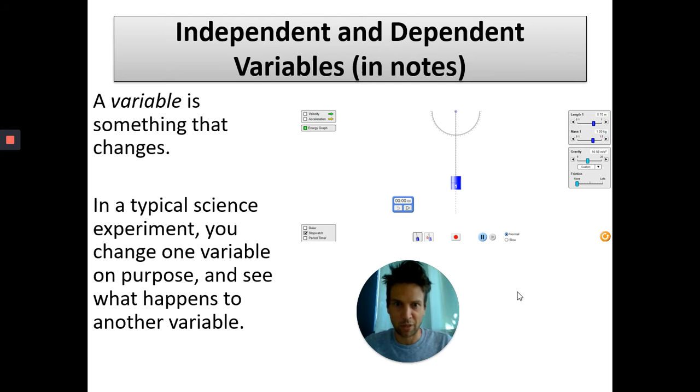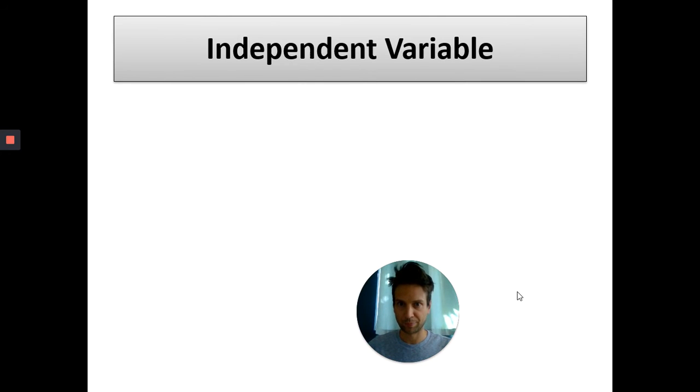And that's why we need to know the difference between independent, dependent, and control variables. This is really part of the essence of scientific experimentation and science, okay? So pause the video and write this down in your notes. You don't need to draw the diagram. And then when you're done, you may unpause.